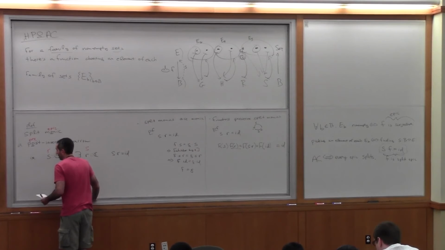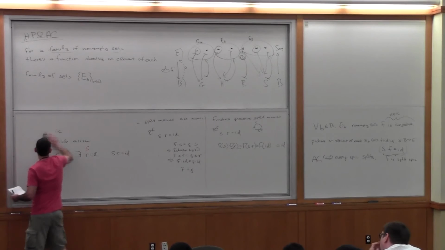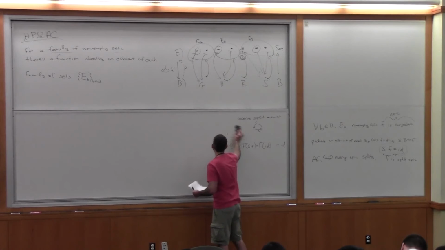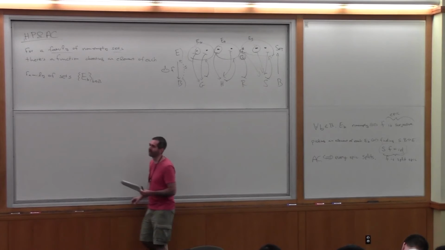The last topic I want to talk about is how we can use this idea of split monic and split epic morphisms to give us a characterization of being equivalent in an arbitrary category. So this will be like generalizing the bijection of sets to work in any category.